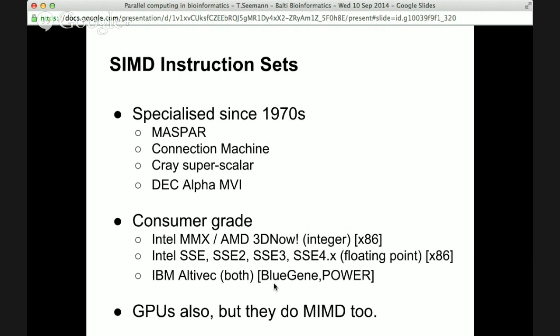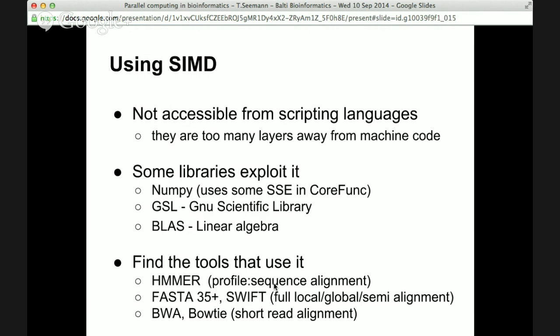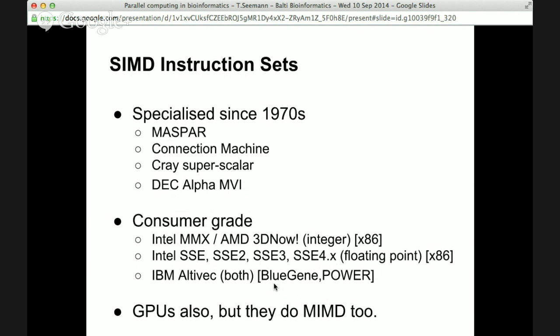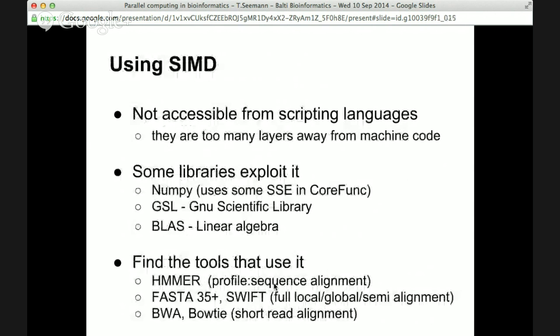And they can now, I think, operate on 32 or even 64 pieces of data at once. And these SIMD instructions are being exploited by lots of the tools you use today in bioinformatics. They're not really accessible from scripting languages. You usually have to use C, but there are plenty of libraries that you use that are already exploiting it for you.